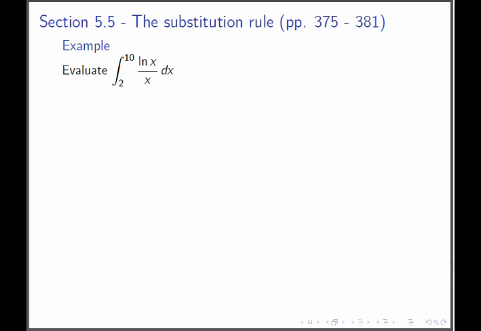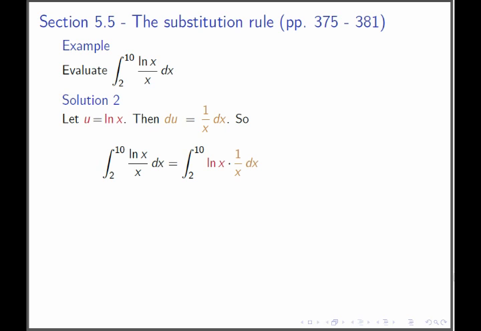Okay, let's do that same integral again, except I'm going to do some things slightly different. So let's start by making the same substitution. Then du equals 1 over x dx, and this time instead of solving for dx, what I want to do is simply notice that my integrand already looks like natural log of x times 1 over x dx, and so this is my u and this was my du, so I don't really need to solve for anything. I simply replace that with u and that with du.